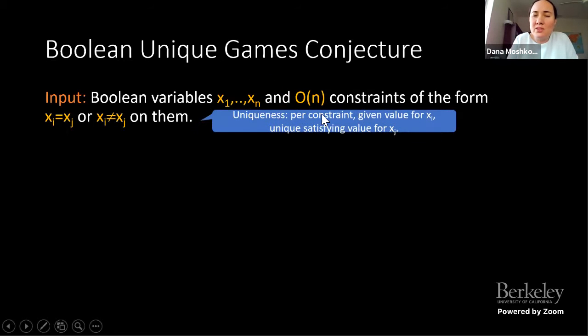Why is it called a unique game? Maybe we'll talk about games a bit later. But uniqueness: if a constraint like xi equals xj holds, and you know the value of xi, then you know the value of xj. Also, if a constraint like xi not equal xj holds, and you know the value of xi, you know the value of xj, because it's Boolean, so it would be the opposite. This is the uniqueness. One variable determines the value of the other variable in every constraint.